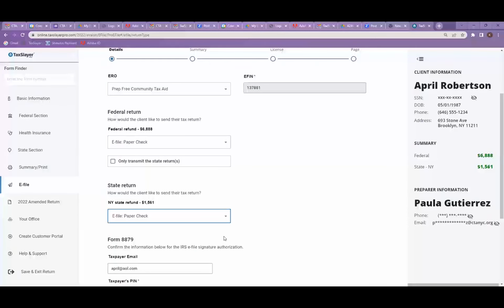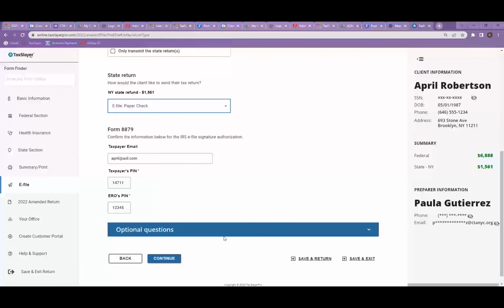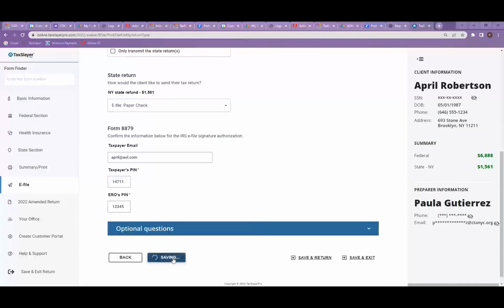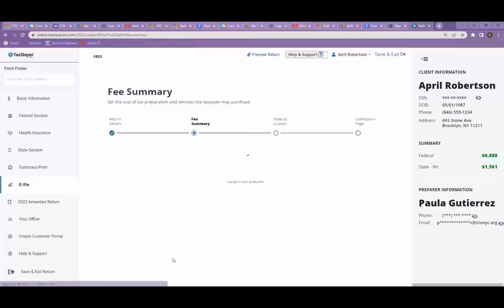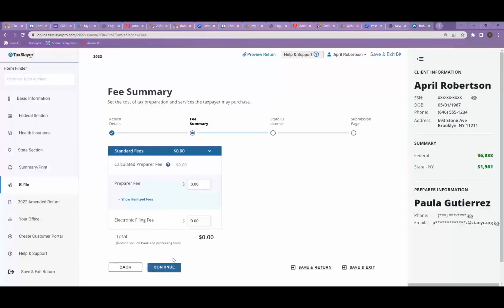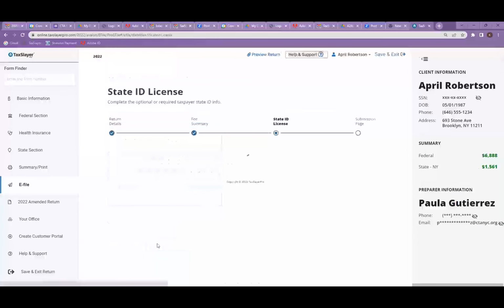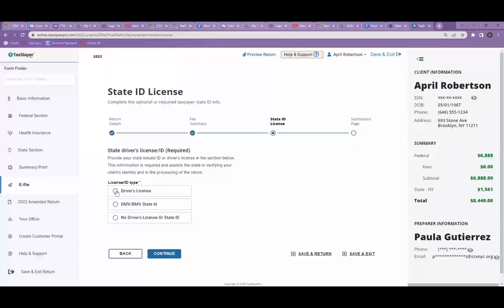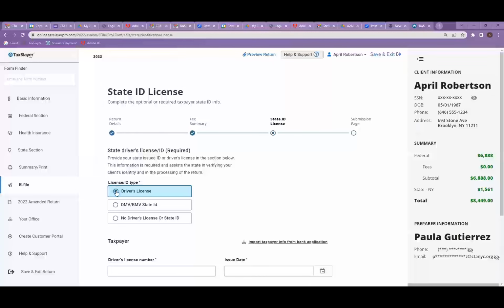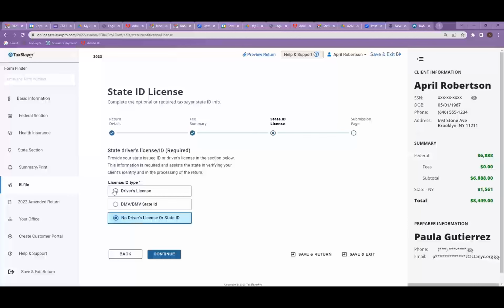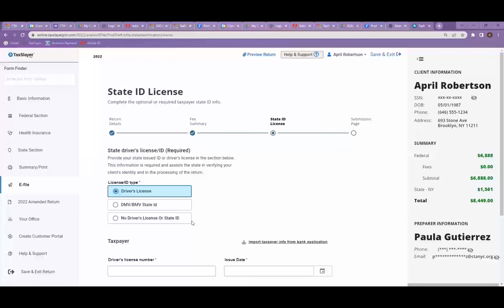Scroll down, please. Have the email information about April. Hit continue. We don't charge a fee. Scroll down, hit continue. The ID number, in this case, for simplicity's sake, no driver's license. I'm sorry, we do have that. What am I saying? I'm so sorry. We do have that. We'll have a driver's license. Scroll down, please.